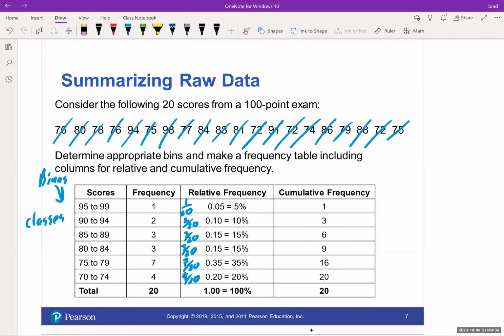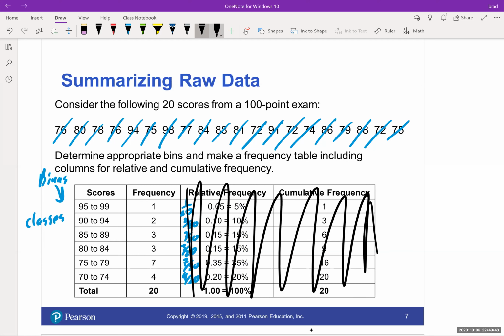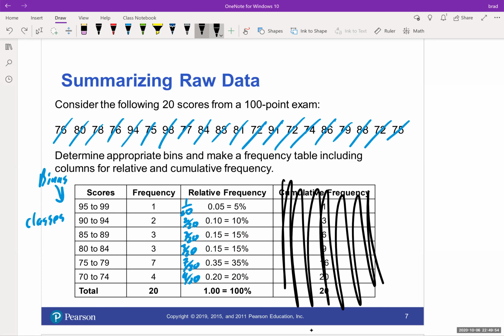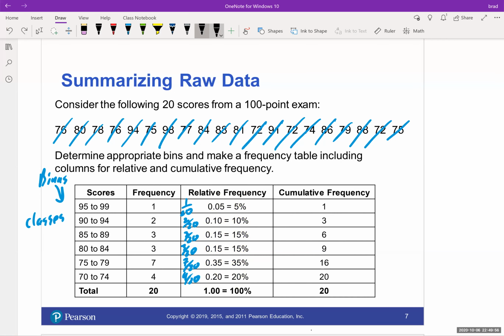So once again, if they just asked us for frequency, we wouldn't see any of this. If they just asked us for a frequency table, you would just see that little part right there. Now, if they ask me for relative frequency, we wouldn't see this, okay? And then if they ask me for cumulative frequency, now I'll do cumulative again.